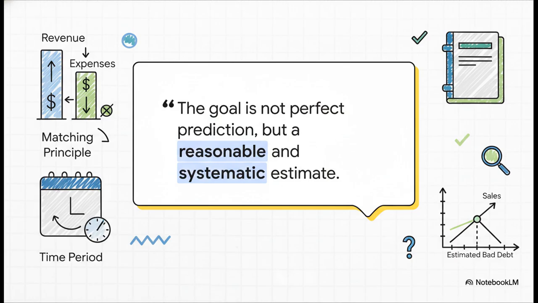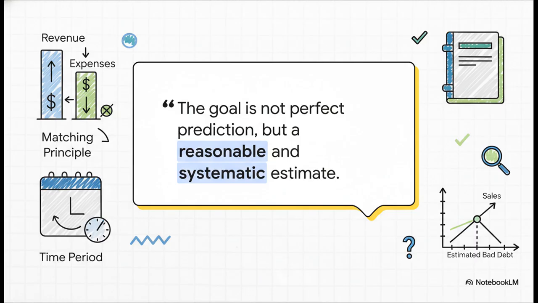This quote right here gets to the absolute heart of accrual accounting. The goal isn't to be a psychic, right? It's to make a reasonable and systematic estimate. Now, the specific rule that is non-negotiable here is the matching principle. The matching principle is a cornerstone of accrual accounting, and it says that expenses must be recognized in the same period as the revenues they helped create.